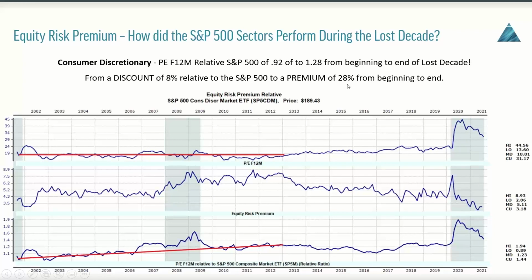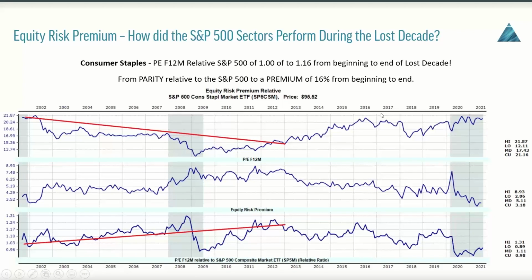So as we had that risk off trade move through the lost decade, the consumer discretionary sector actually benefited, right? Because we ended up moving from a discount of 8% on a forward multiple to a premium of 28%. So fund flows obviously moved in that direction.